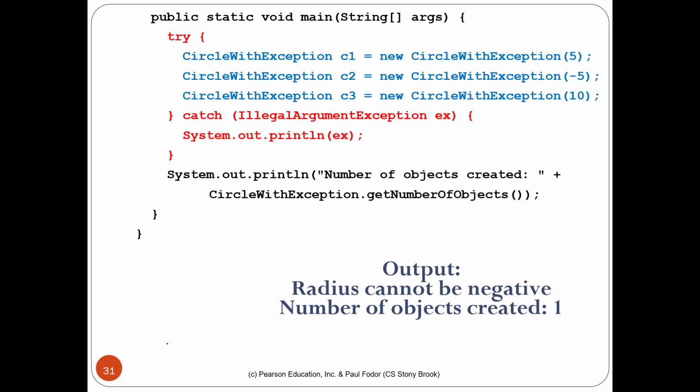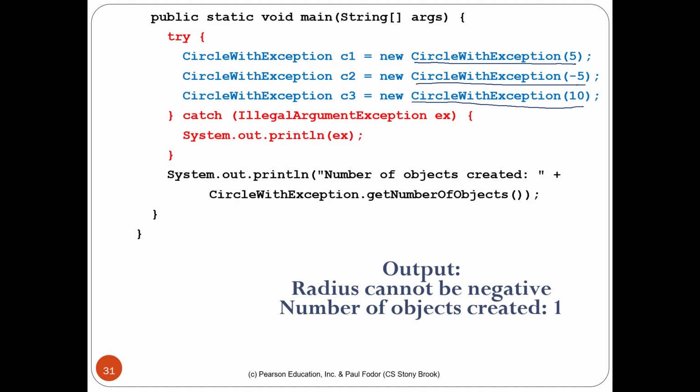This is interesting. Now when you look at the main method here, the main method is the method which will invoke the constructor, right? So in the main method, you're invoking the constructor with the value 5 as the radius, invoking the constructor to create the object C2 of type circle with exception class, radius being -5, and the third time you're doing that with radius as 10. Now these are the places where you can have exception.